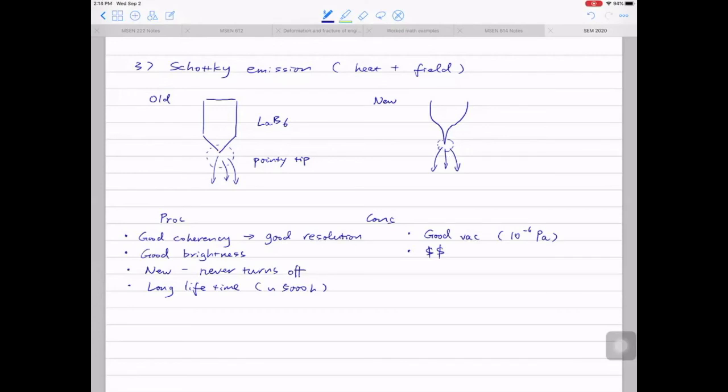Any questions about these 3 types of guns? Some of them are ancient. You don't see them very often. Probably one day you'll see them in the museum. Some of them, we still use them today.